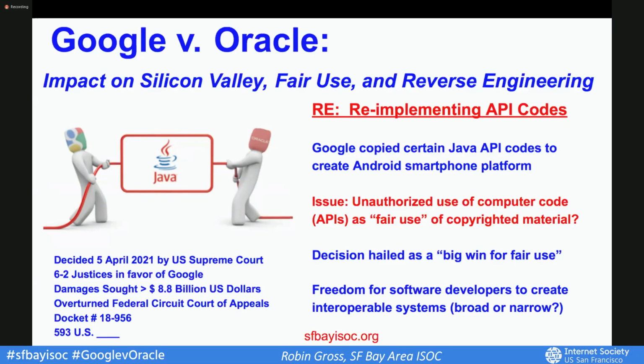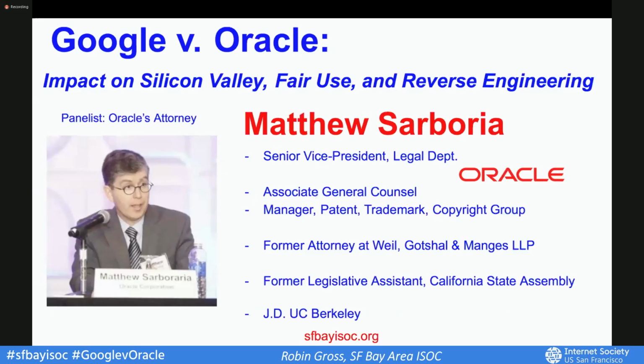Okay, so let's introduce our panelists for today. We've got Matthew Sarbaria. Now, Matthew is Oracle's attorney. He's a senior vice president in the legal department and the associate general counsel at Oracle and the manager of the patent, trademark, and copyright group. He's a former attorney at Ochoa and Monges and a former legislative assistant with the California State Assembly. Matthew got his JD at UC Berkeley.